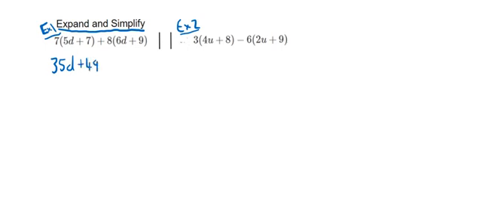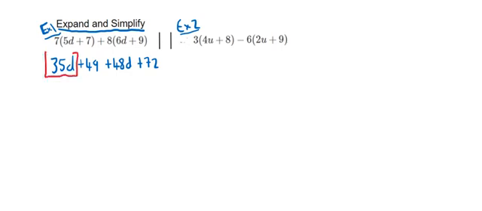Alright, I've multiplied out that set of brackets. Then I have another set of brackets that I need to multiply out as well. So 8 multiplied by 6d is 48d, and 8 multiplied by 9 is 72. It's a positive 72.